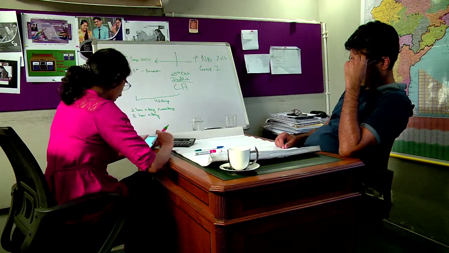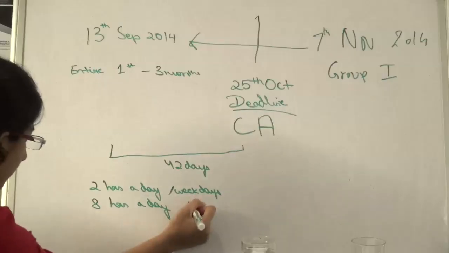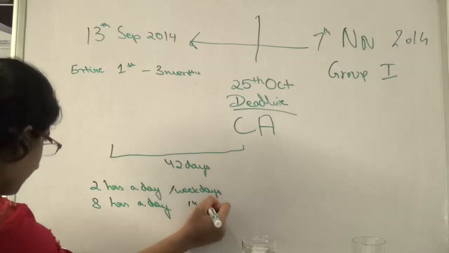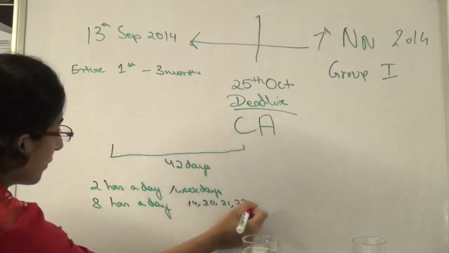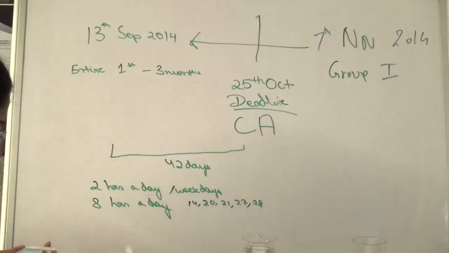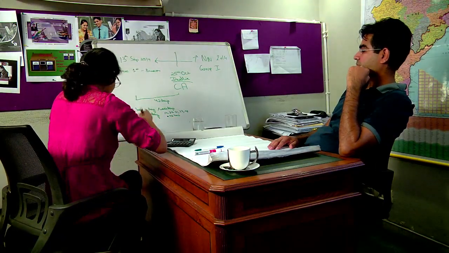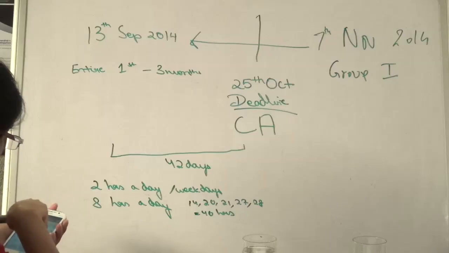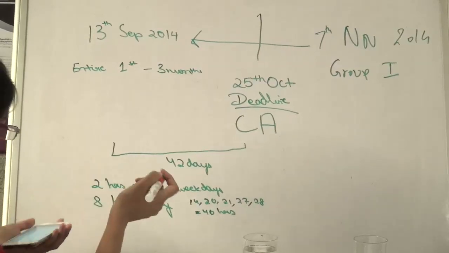So 14th, 20th, 21st, 27th, 28th. I'll just start from tomorrow. Today just relax, absorb this. 14, 20, 21, 27, 28. So these are 5 days. Not bad, 40 hours. And within the week, there are 12 days.